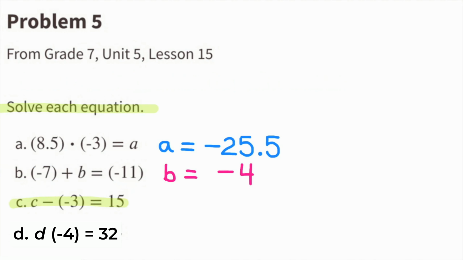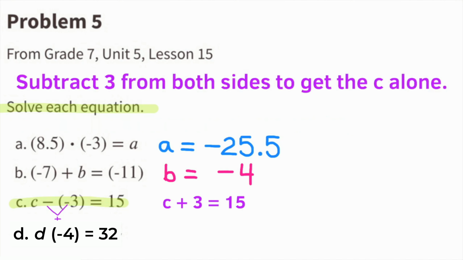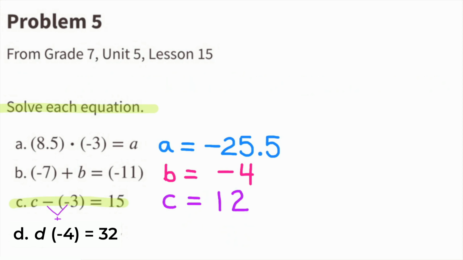C. C minus a -3 equals 15. Well, minus a negative is the same thing as adding a positive. So C minus a -3 equals 15 really means C plus 3 equals 15. Now we need to subtract 3 from both sides to get the C by itself. 3 minus 3 is 0, so those cancel each other out, and 15 minus 3 is 12. C equals 12.